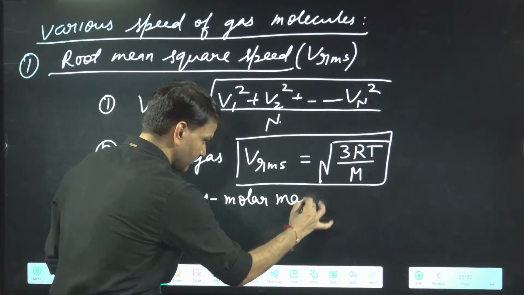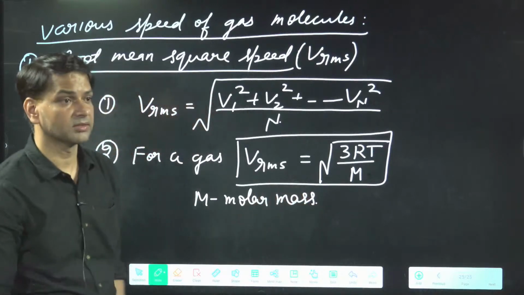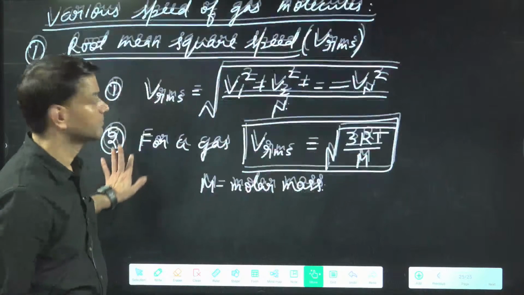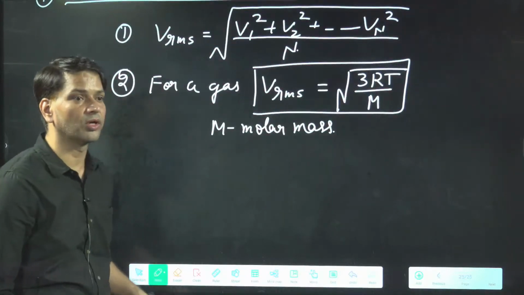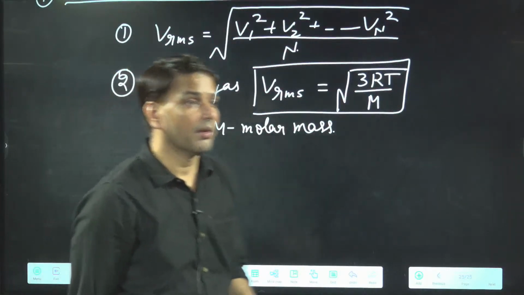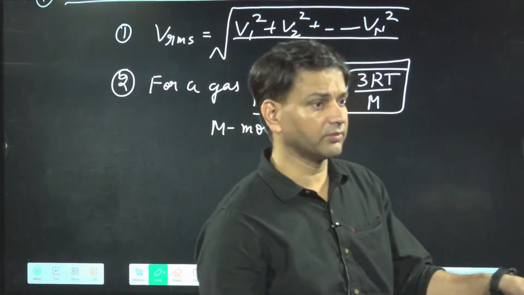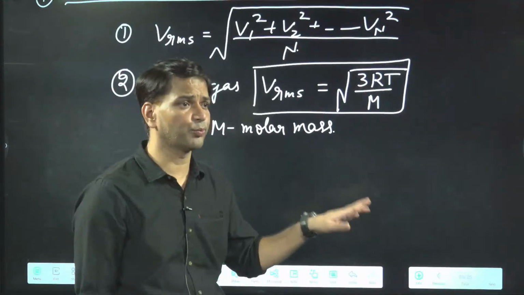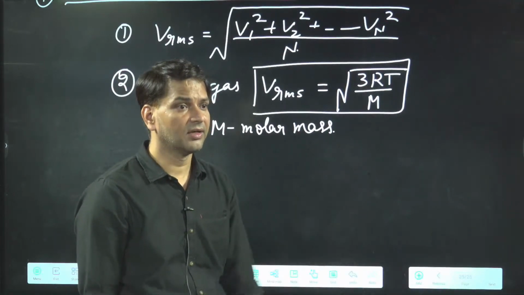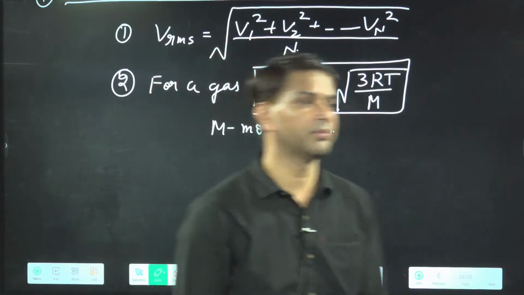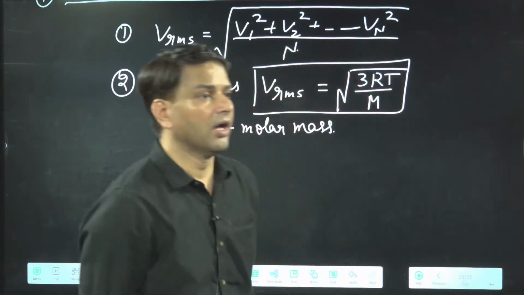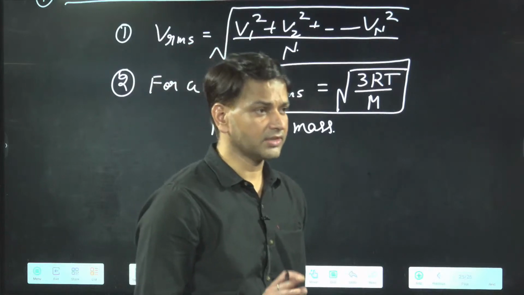Molar mass. What is the unit of molar mass? Gram. But we will find the velocity, and in most cases we will find the velocity in MKS, so we have to put the molar mass in kg. Molecular mass is in AMU. Molar mass is in gram. Molecular mass is in gram.